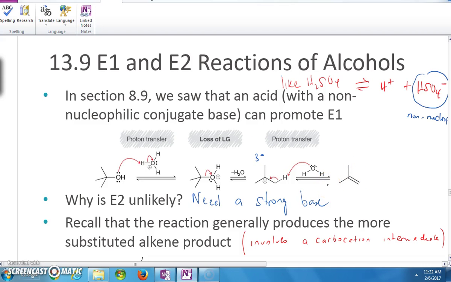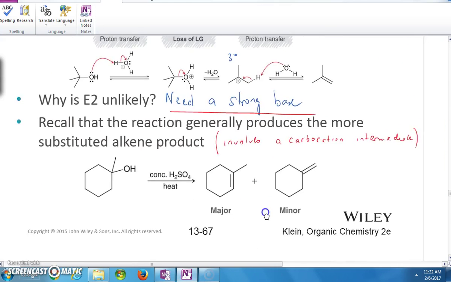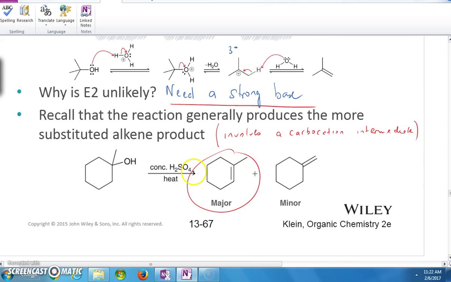Why is the E2 unlikely? With E2, remember, you always need a strong base. You need a strong base for an E2 to happen. Recall that the reaction generally produces the more substituted alkene. Because it involves a carbocation intermediate, it always produces the more substituted alkene. If you recall, this will go through this kind of intermediate, which will lead to these products.